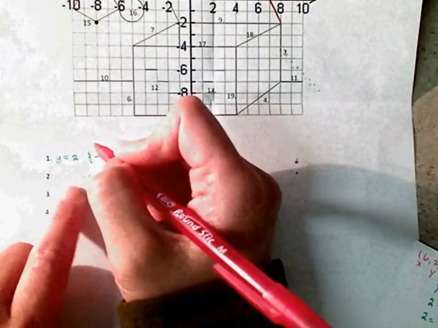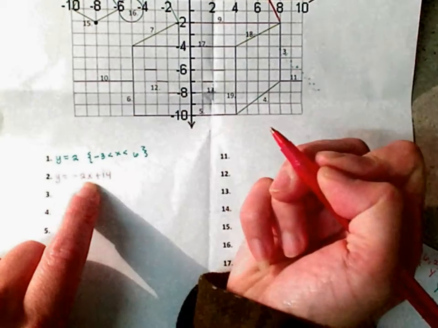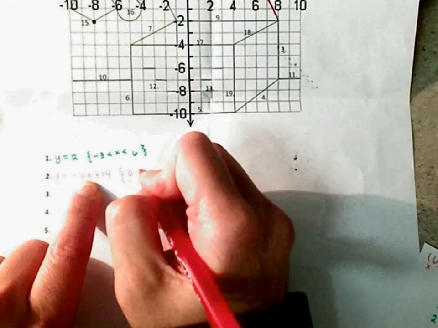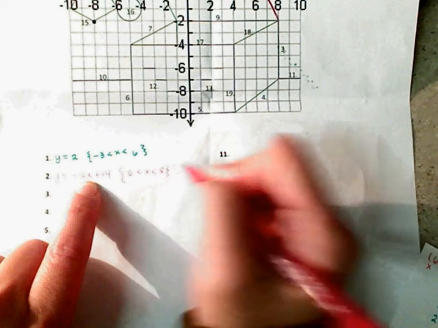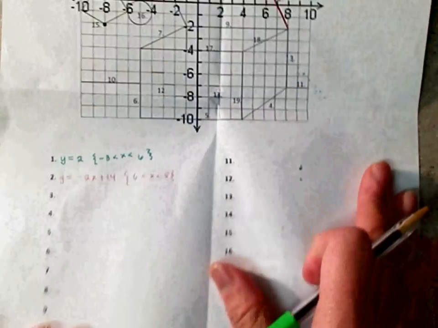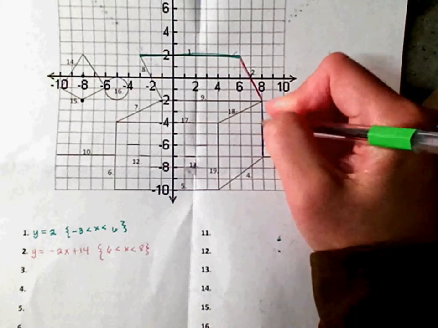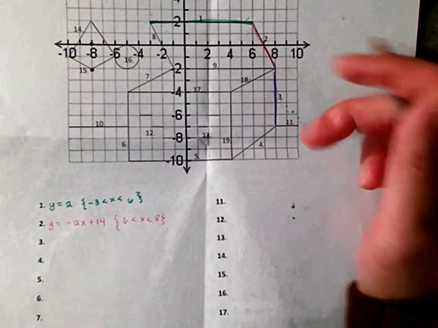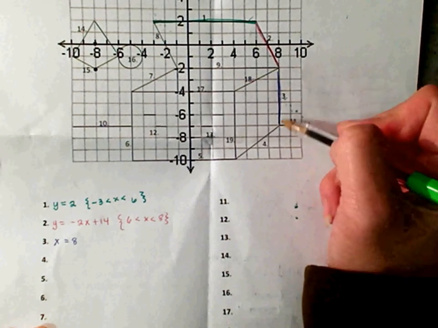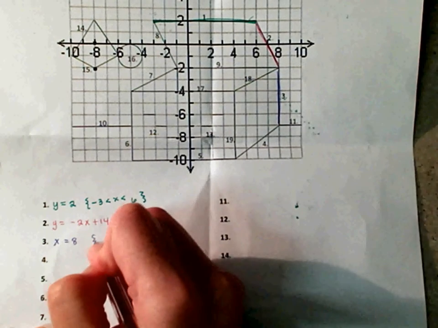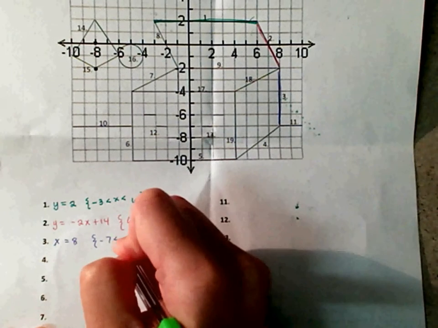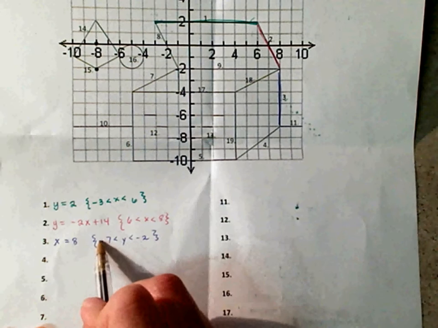So guess what this is? Negative 2x plus 14. Let's look at our constraints. You're graphing from 6 to 8. And that is still your domain, so we're going to have an x value in there. Number 3. You have a vertical line, so that means you're going to cross the x-axis at 8. And your restraint is actually a range, and you're going from negative 7 to negative 2. Since this is an x and you're talking about a range, the y goes in here. And I like to go minimum to maximum.